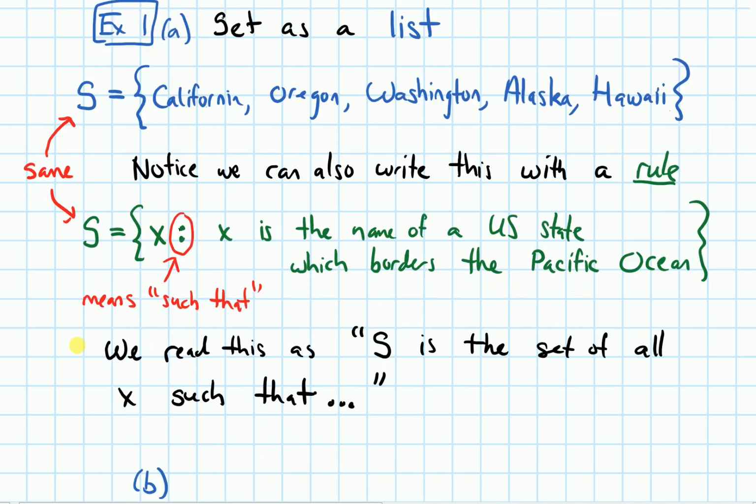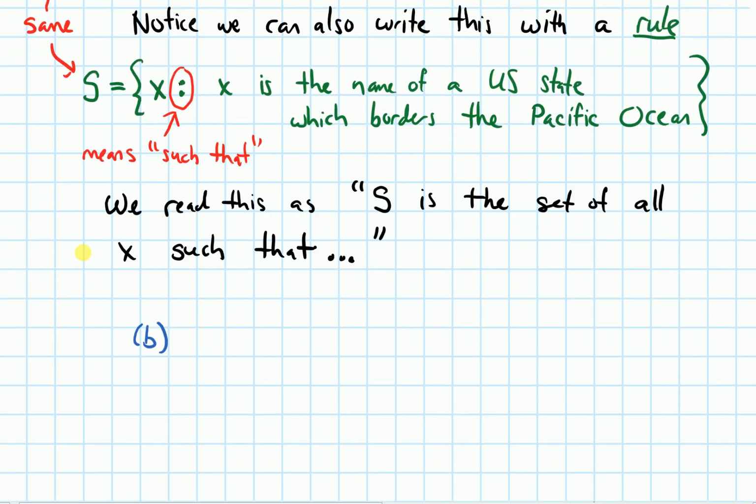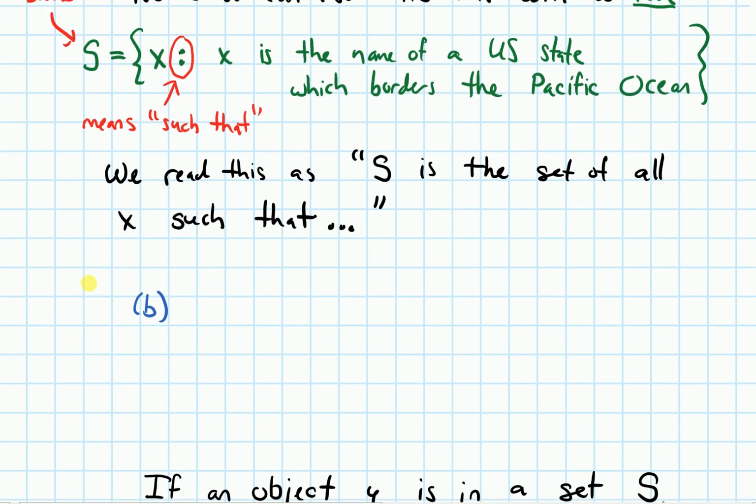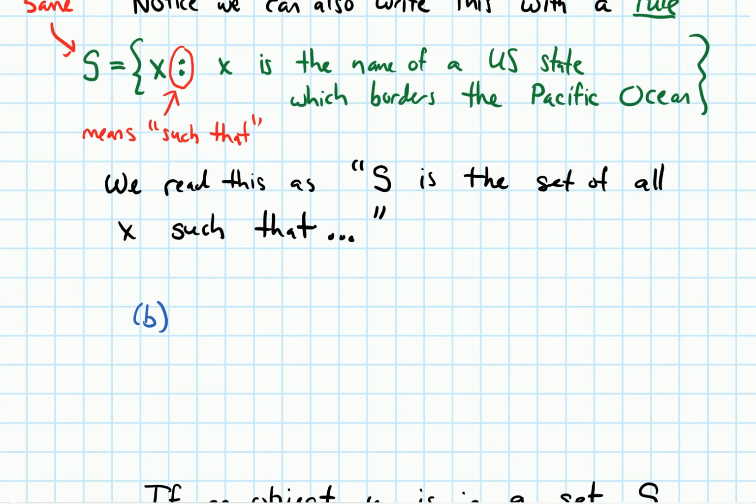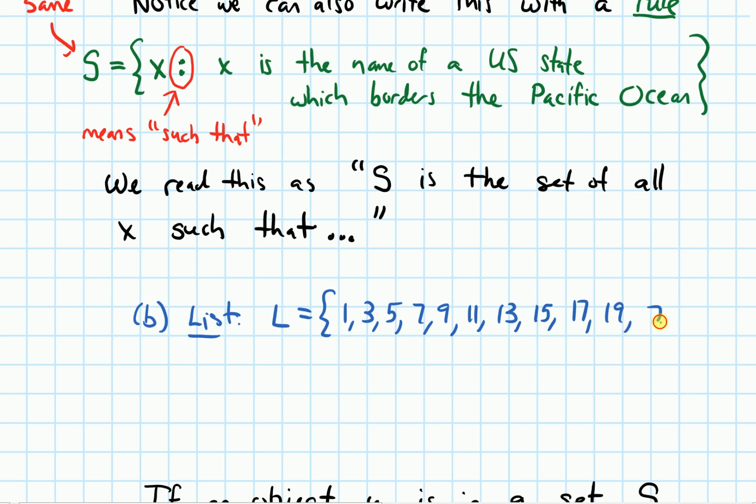Let's look at another example. So I'm going to call this part B. So in part B, I'm going to write a set first as a list. So I'm going to call this set L, and the members of L, I'm going to say are 1, 3, 5, 7, 9. Just going to do a bunch of positive odd integers. 11, 13, 15, 17, 19, and 21. And notice that we separate each of the members with a comma. Okay, so that's as a list.